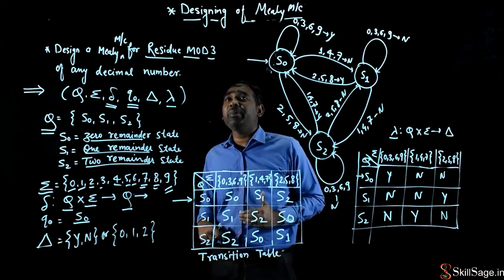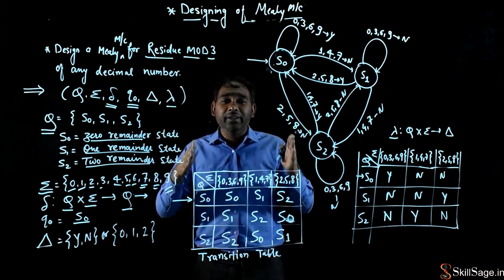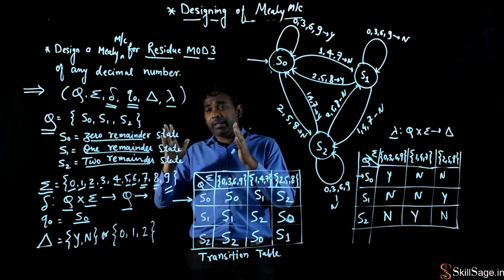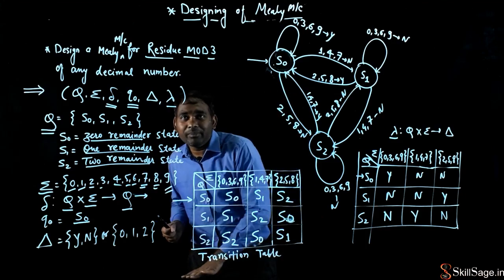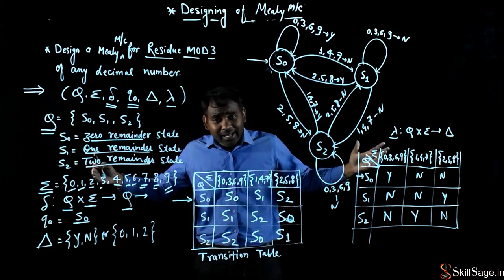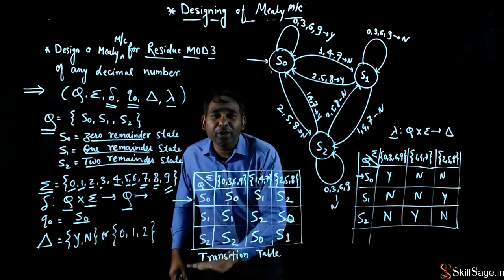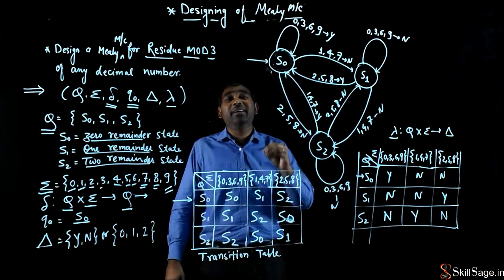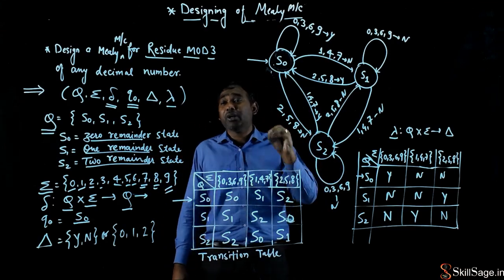If I get a 0 remainder, that means that particular number is perfectly divisible by 3. Here we have seen the DFA for residue mod 3, for any decimal numbers. If I give a decimal number as an input of any length, whether it's a length of 100 or 1000, this finite automata, or this Mealy machine or Moore machine, will give me the exact result whether that number is perfectly divisible by 3 or not.